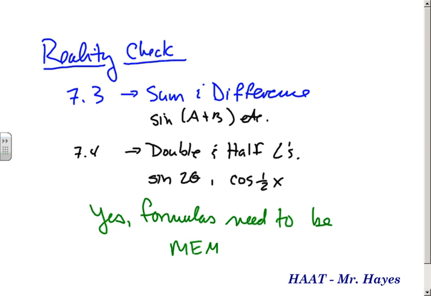I know this comes as a shock because I told you this 2 weeks ago and I've said it every day since. However, just to drive that point home, they need to be memorized. Period. Done. End of story.